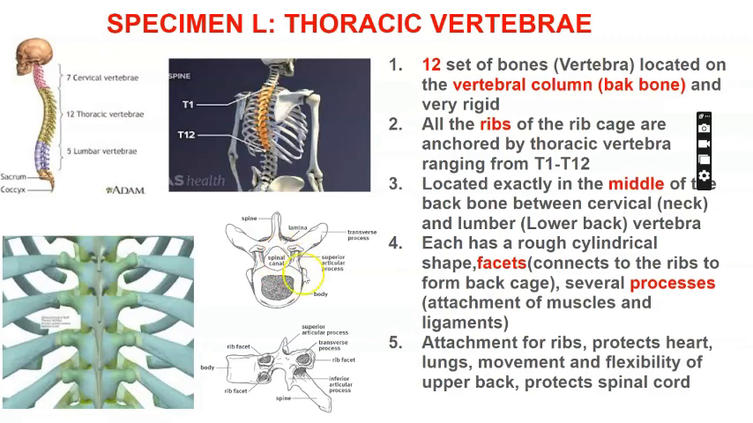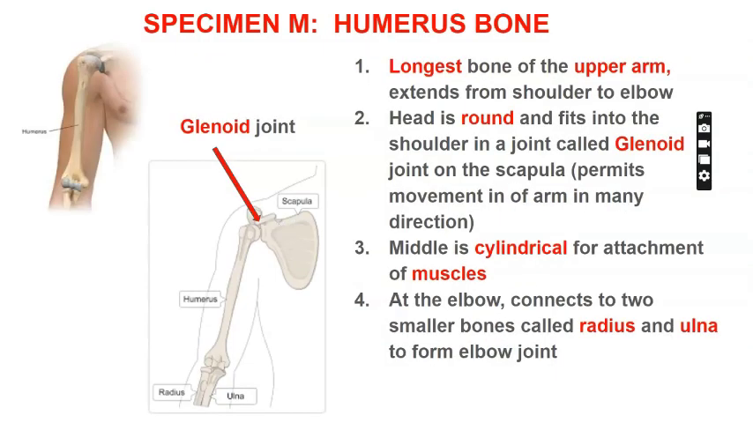This is what a typical thoracic vertebra looks like. Know that some of the important features you should indicate when drawing this is that each vertebra has a roughly cylindrical shape. It has facets. The facet connects the ribs from the back, it forms the back of the ribs. Then it has several processes. These processes are used for the attachment of muscles. So you can see a process here. This is a transverse process. This is the superior process. That being said, we move to our next specimen, which is specimen M.